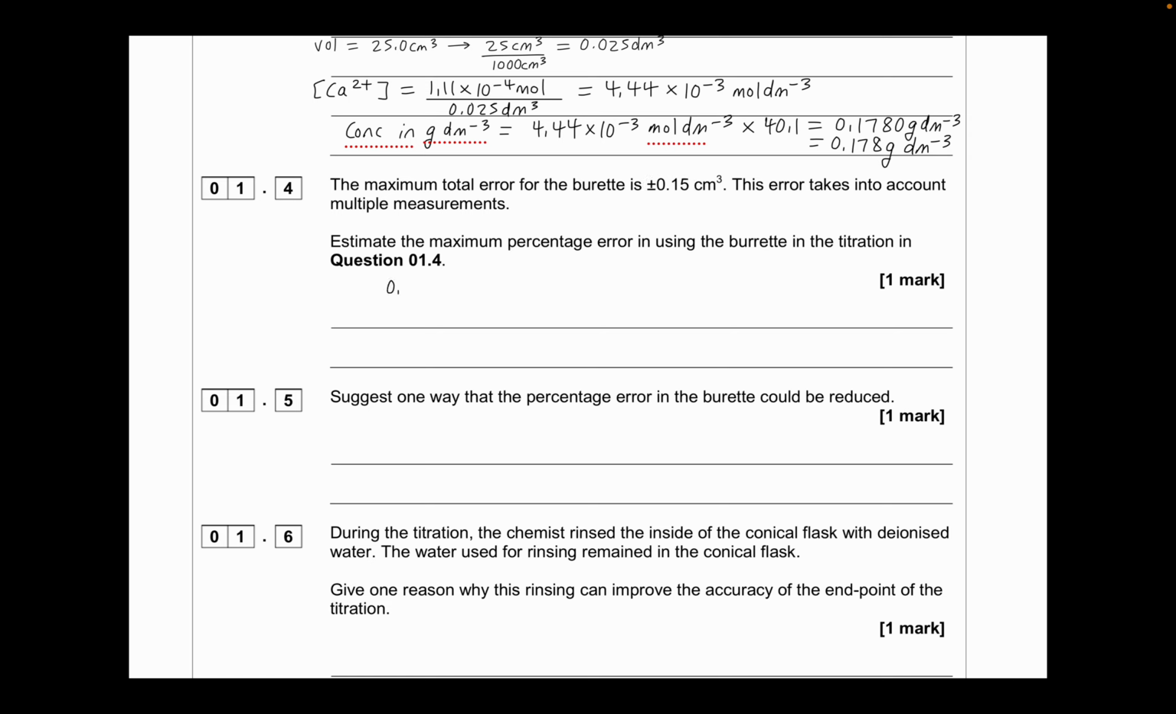On top of that, they asked us to estimate the maximum percentage uncertainty. So 0.15 divided by 5.55 times 100. Now if we plug this into our calculators, we're going to get 2.7. The value is going to become 2.7%. If you round it off, it's actually 2.702. But if you round it off to two significant figures at least, it's roughly 2.7%.